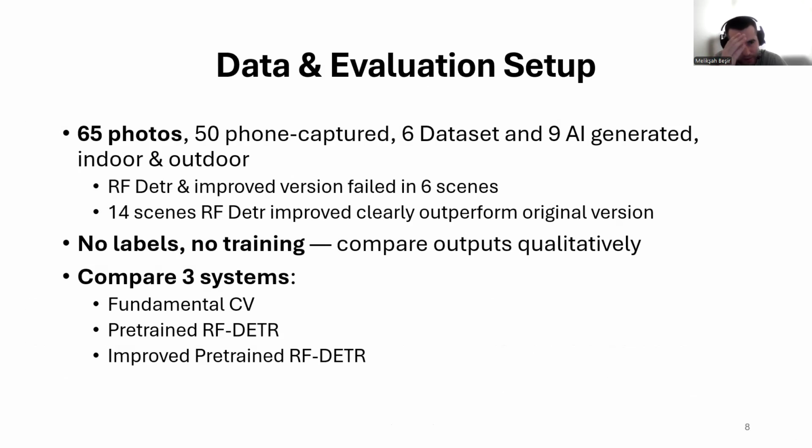Here's my data and the evaluation setup. 65 photos: 50 from my mobile phone, 6 from a publicly available dataset, and 9 AI-generated photos, both indoor and outdoor. RF-DETR and the improved version failed in 6 scenes. That means I tried to take 65 photos in different scenes like low resolution, low brightness, etc. So 6 scenes is a large number, and in 40 scenes the improved RF-DETR clearly outperforms the original version. And as I said before, there are no labels and no training, and we compare three systems.